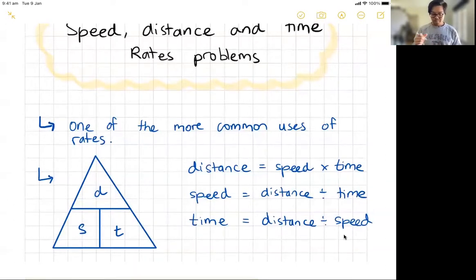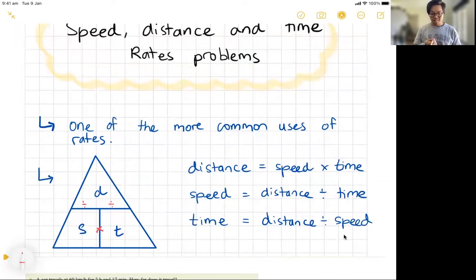Now, the way that it works is, I want you to think it's S multiplied by T, or it's D divided by S, or D divided by T. Now, I know that might look a little bit confusing at first, but I'll show you exactly what we mean. We cover up whichever ones we don't need, and that will help us to find our formulas.